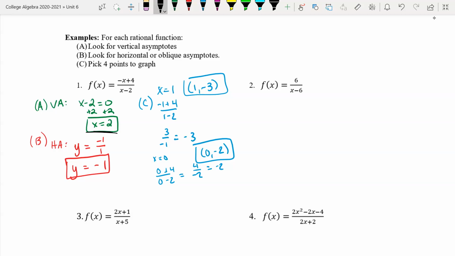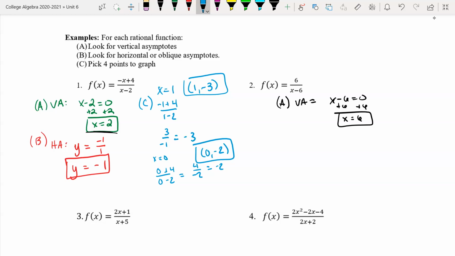So then we go on to 2. We repeat the process, so we'd factor. We don't have to factor anything with this one. So when we look at our vertical asymptotes, you set the bottom equal to 0. So I would add 6. So that's my vertical asymptote.